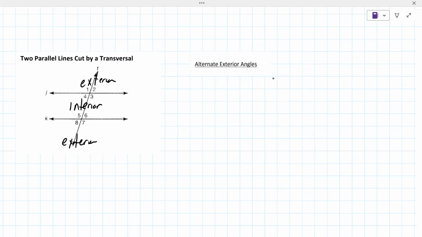Oh, wait. You want me to say the alternate exterior angles? Yeah, yeah. Give me a combination. 8 and 2, and 1 and 7. Good. Yeah, really good.